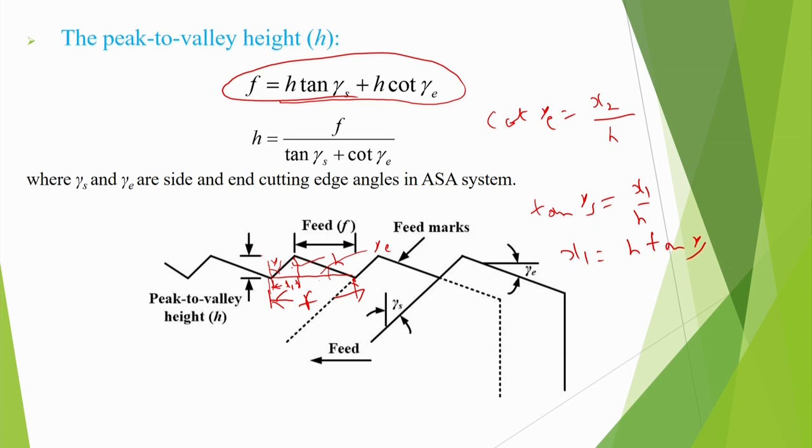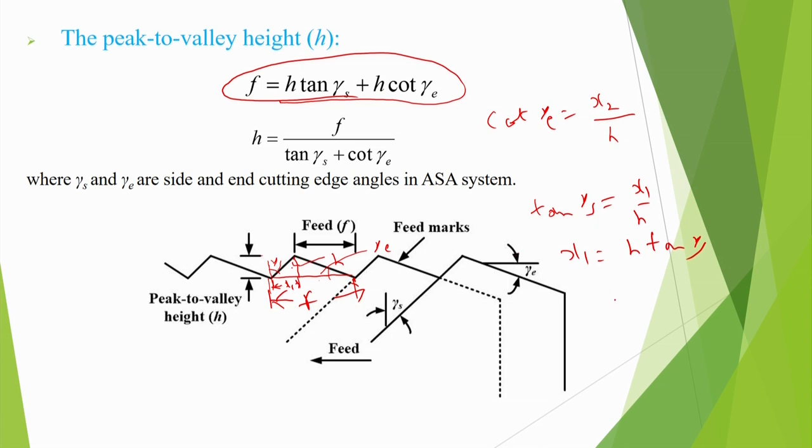So h becomes f divided by tan gamma s plus cot gamma e, which indicates that if the feed is more, your peak to valley height will be more, so it is directly proportional to feed. And if gamma s, the side cutting edge angle, is more, then the profile becomes flatter and h is reduced. But if gamma e is more, then in that case h will be increased.